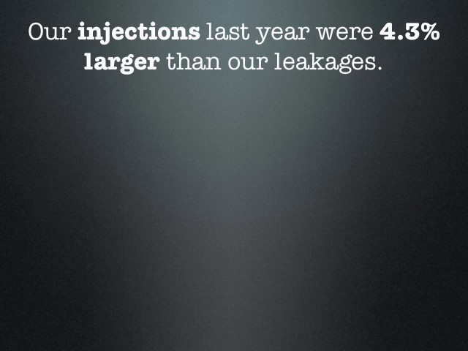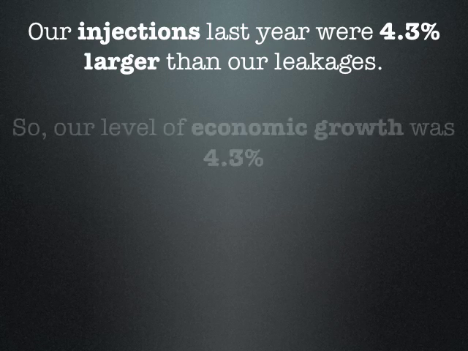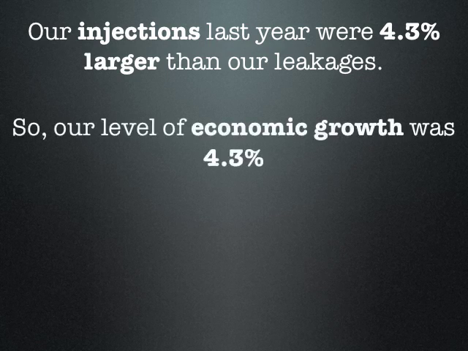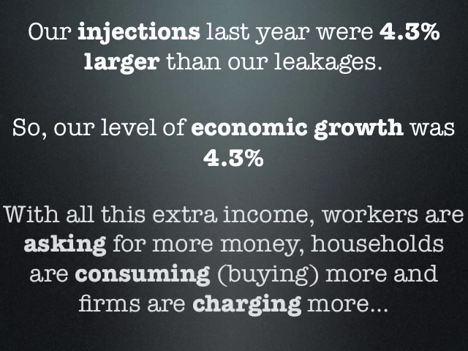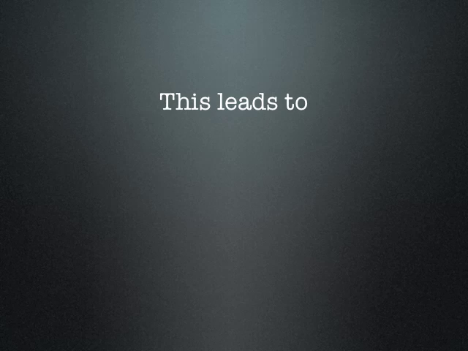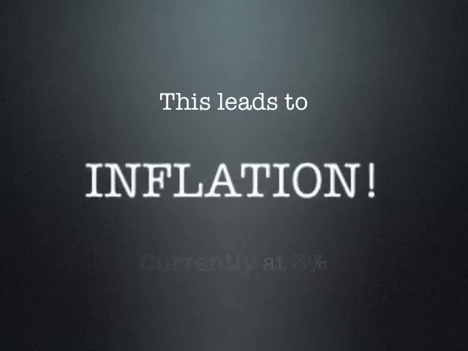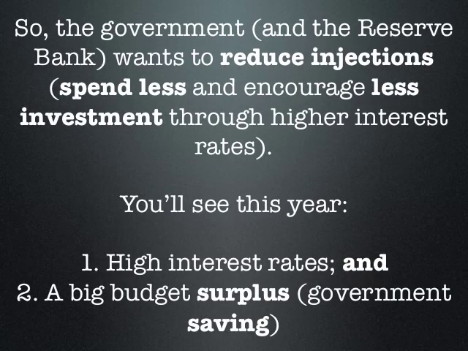Furthermore, our injections last year were 4.3% larger than our leakages. So our level of economic growth was 4.3%. Yeah. So over the year, we added 4.3% to our circular flow. With all that extra income, workers are asking for more money. Households are consuming more. Firms are charging more because everyone's got more money. And it leads to this. It leads to inflation. It's currently at 3%.